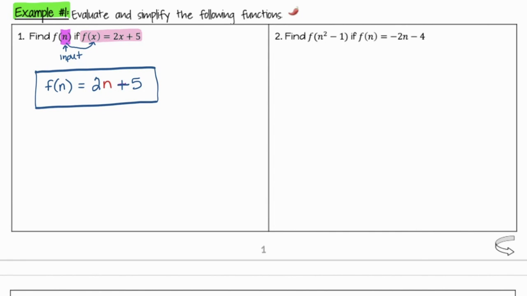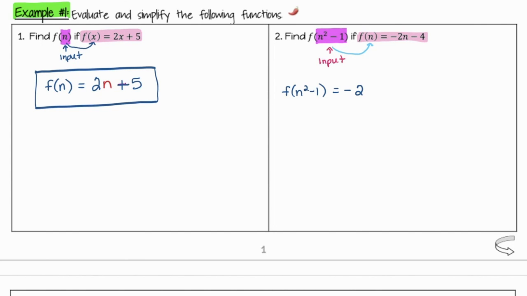So let's look at the next one. The next one we have is find f of n squared minus 1. Same kind of thing. This is our input that we want. What they gave us originally is f of n is equal to -2n minus 4. What we are going to do is, instead of using the original n function's rule, what we are going to be inputting is the new input. So let's rewrite f of n squared minus 1. That's my new input. I'm inputting that into the original n.